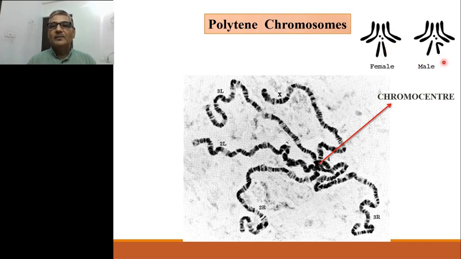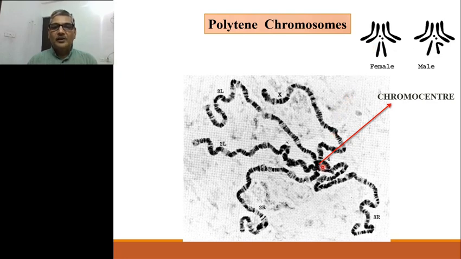And exactly the same number will be there in male. Only thing is that there will be X and Y chromosome, because in Drosophila the sex determination is XY type. So two sex chromosomes, and then three pairs of autosomes are found in metaphase chromosomes. But the Polytene chromosomes, they look very differently.